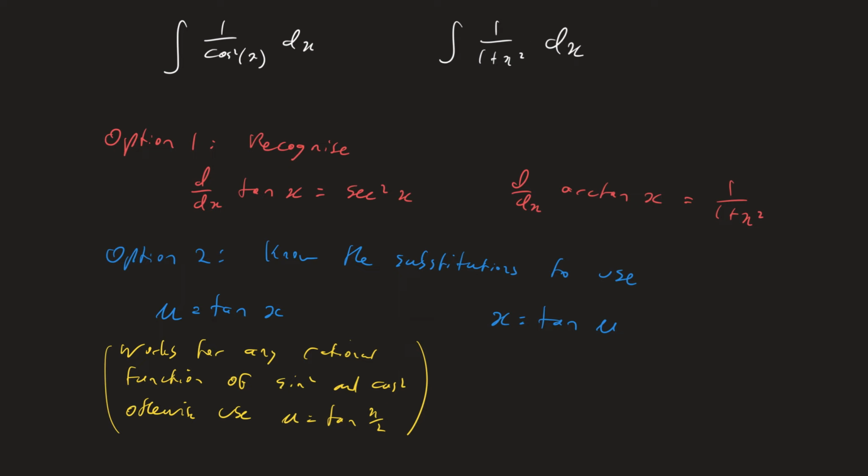Option 1 is to just recognise that if we differentiate tan x, we get 1 on cos squared x, or sec squared x. And so therefore the indefinite integral of this is just tan of x. And similarly, 1 on 1 plus x squared can be recognised as the derivative of arctan x. Therefore, the indefinite integral of this one is just arctan x.